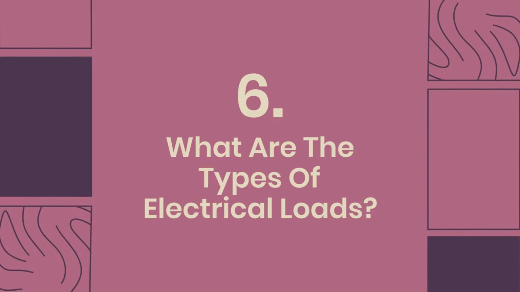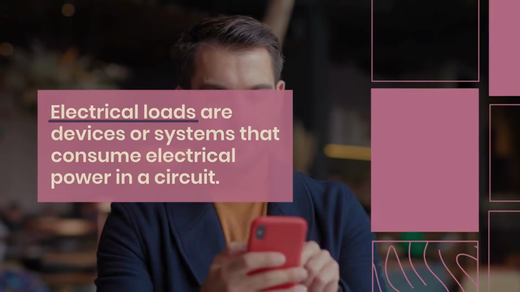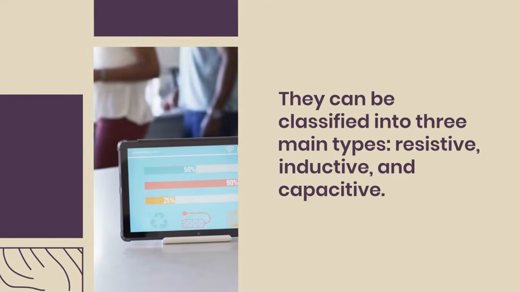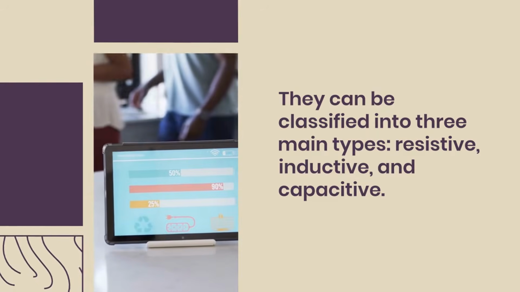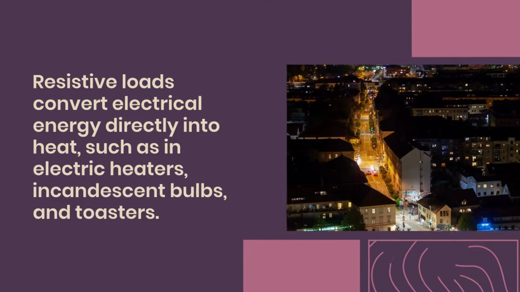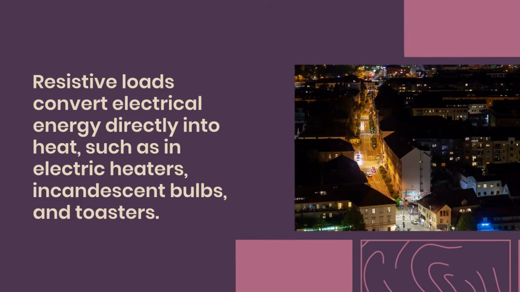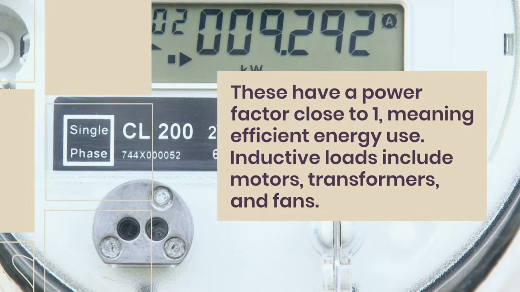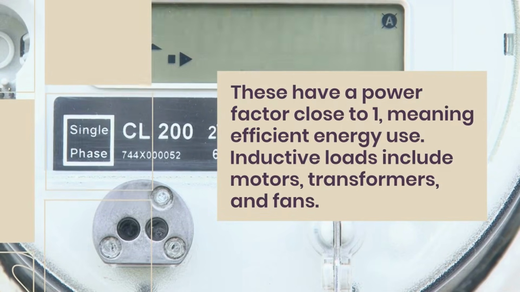6. What are the types of electrical loads? Electrical loads are devices or systems that consume electrical power in a circuit. They can be classified into three main types: resistive, inductive, and capacitive. Resistive loads convert electrical energy directly into heat, such as in electric heaters, incandescent bulbs, and toasters. These have a power factor close to 1, meaning efficient energy use.